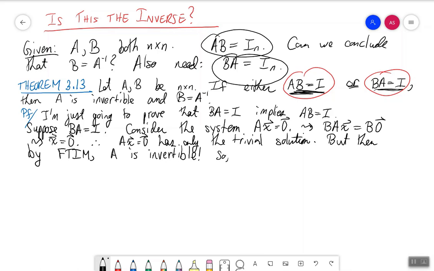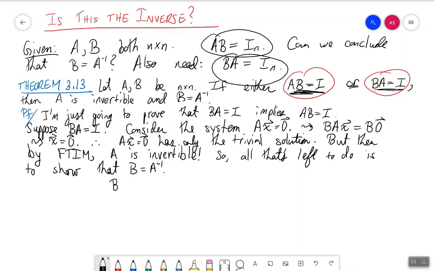So all that's left to do is to show that B is indeed the inverse of A. We already know that A has an inverse, so we just need to show B is that inverse. Well, let's see if we can do that.